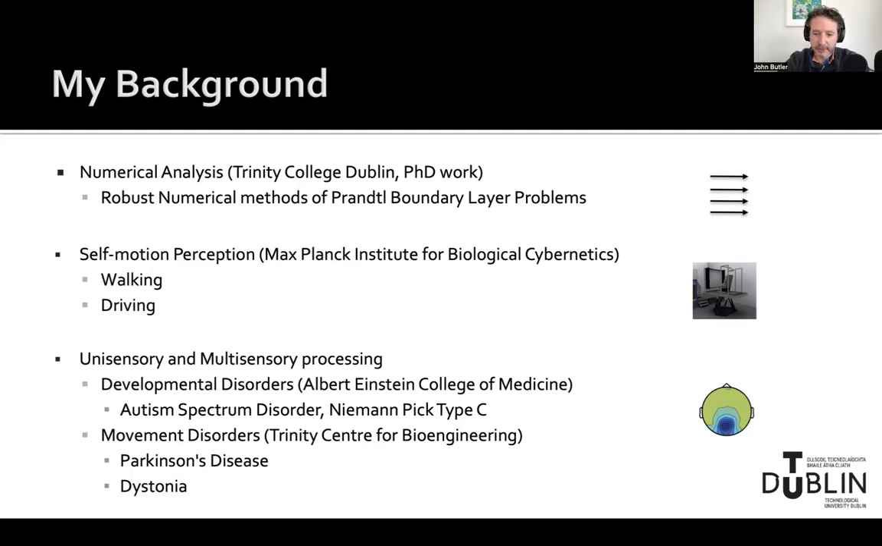Then I moved to Albert Einstein College of Medicine, where I did a lot of work on people with autism and people with Niemann-Pick, neurotypicals and the aging population, where I recorded brain signals on the scalp, electrical signals of the brain. That requires some differential equations. The Laplacian is most commonly used because it converts, but there are also other differential equations that come in. Then I moved back to Ireland and worked in movement disorders.